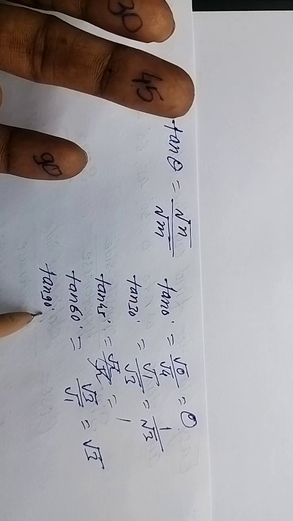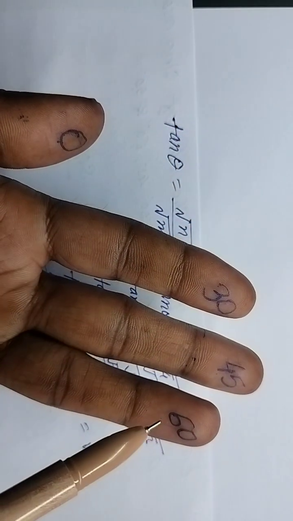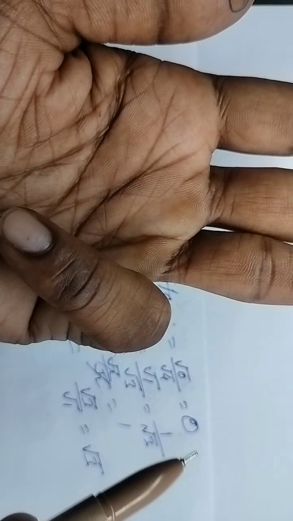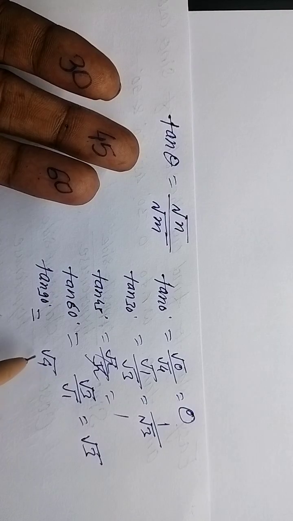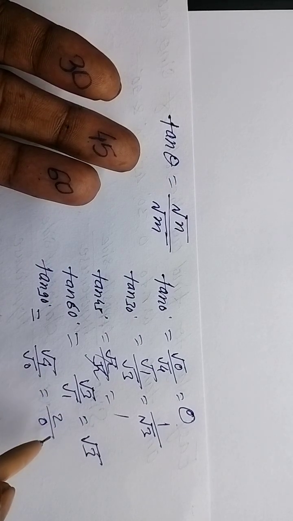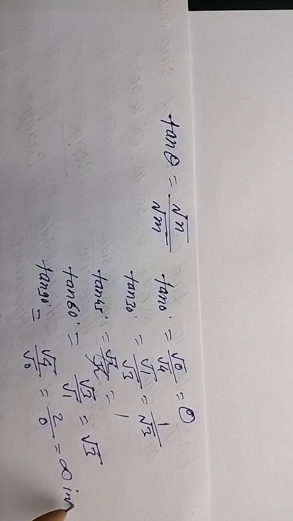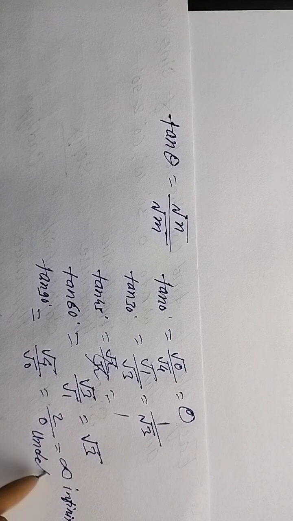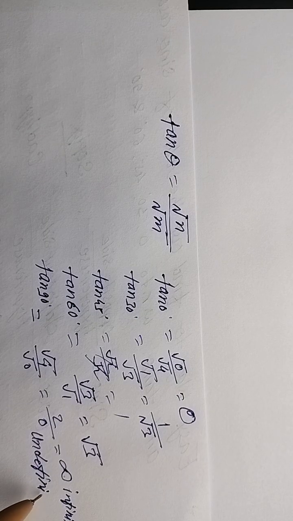Now for tan 90, bend this one. How many? For n, there is 4. For m, there is nothing. That means 0. Root 4 upon root 0. Root 4 is equal to 2, so 2 upon 0. That means it is equal to infinity or undefined. Undefined.